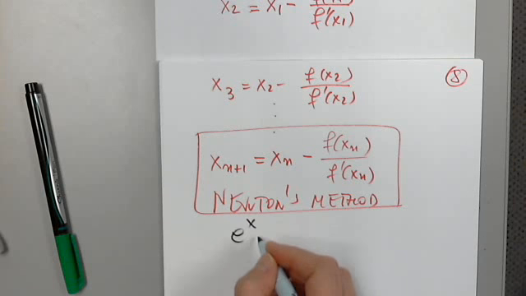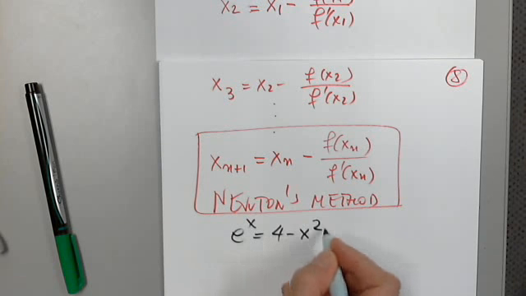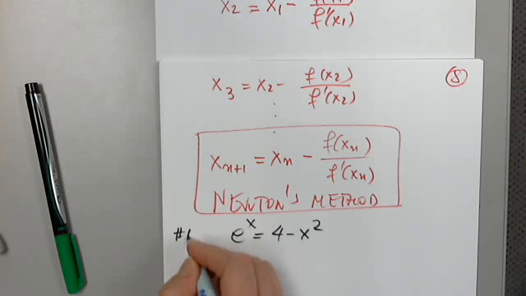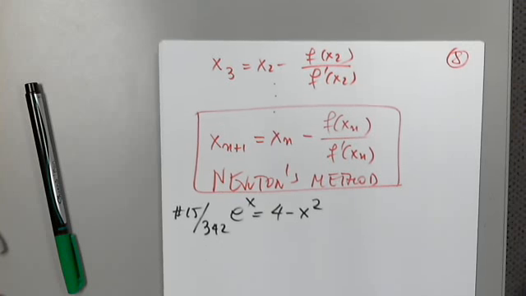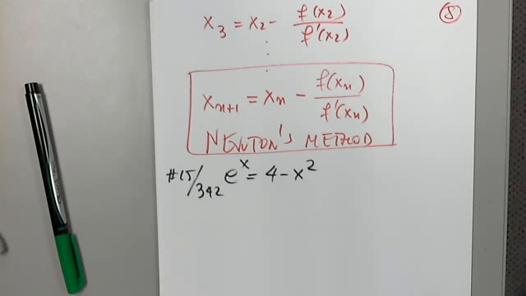e to the x equals 4 minus x squared. And this is 15 on 342. I mentioned two potential problems. So let's talk about the two potential problems before we start any example.